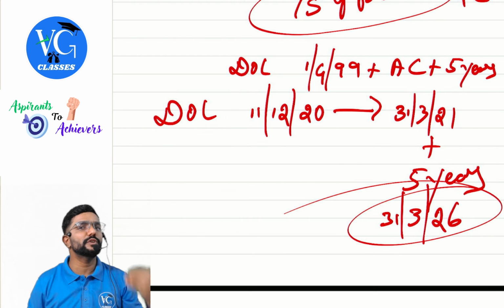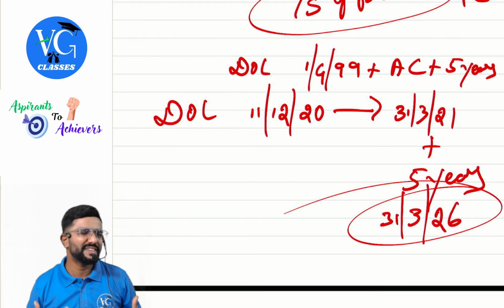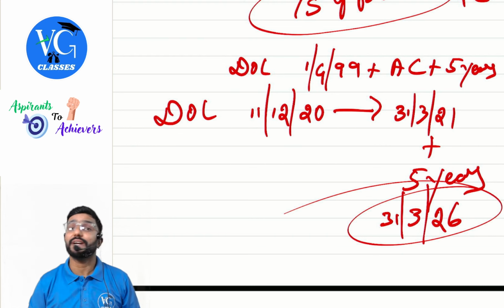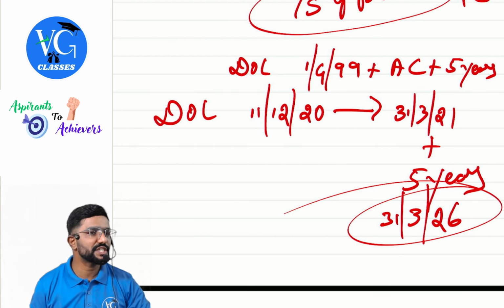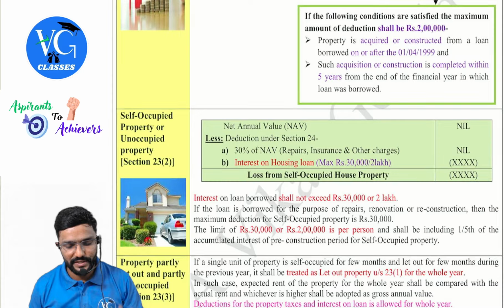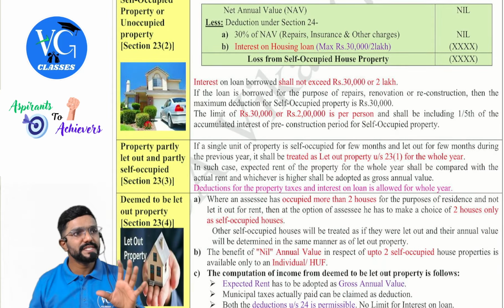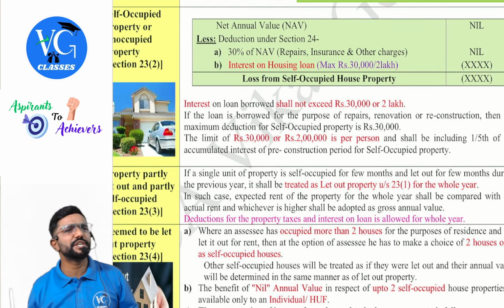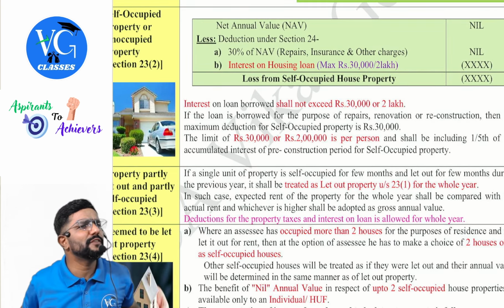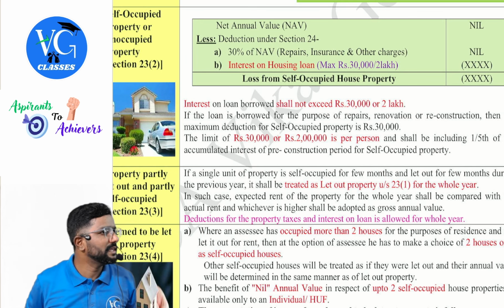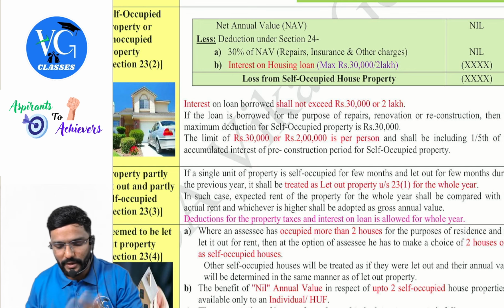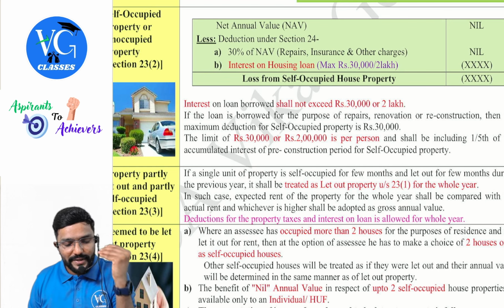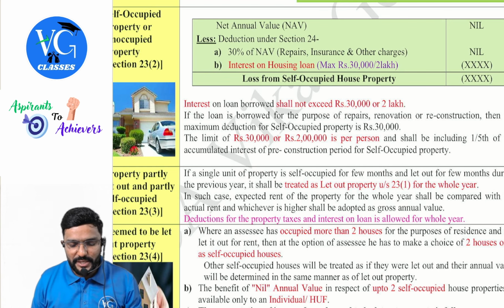See, loan can be taken both for construction as well as acquisition. But if it is acquisition, definitely it will be completed within 5 years. So they are more bothered about construction. Construction should be completed within 5 years, guys. Okay. Self-occupied property is covered under section 23 subsection 2. How many properties can you have maximum as self-occupied? Self-occupied property or unoccupied property, section 23 subsection 2.